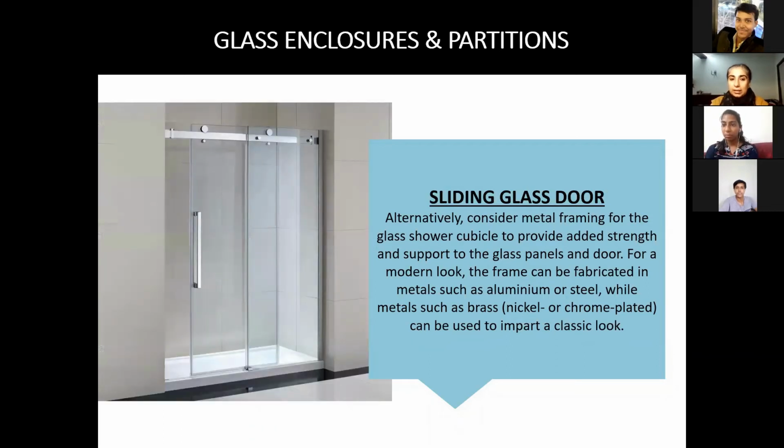Then there is the option for sliding glass door. You can consider metal framing for the glass shower cubicle to provide added strength and support. For a modern look, as I told you earlier, the frames can be fabricated in metals like aluminium, steel, etc. The sliding door obviously helps to save a bit of space, and especially for elderly and children, it's a far safer option because you don't tend to bang into it.